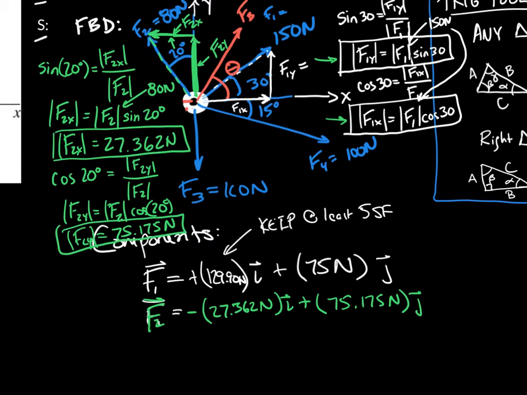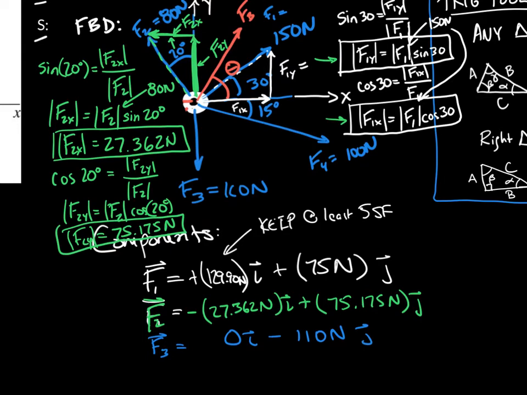All right, so now we're going to do F3. F3, let's use blue, because let's just get a new color. F3 is also the easiest one. Okay, so F3 is straight down, so it is 0 in the x direction. Okay, and it is negative, because it's down in the y direction, 110 newtons in the j.